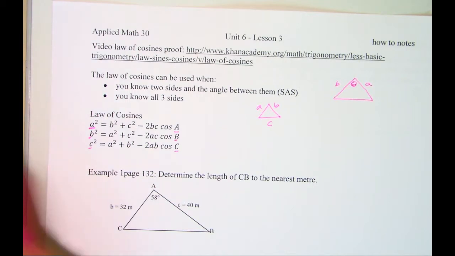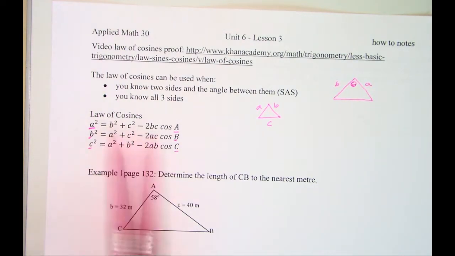It's a good idea to write out the formula using the letter of the side you want to find, so that you put things in the right place. Although it wouldn't matter if I flip these around, because it doesn't matter which one's A and which one's B, or C in this case.